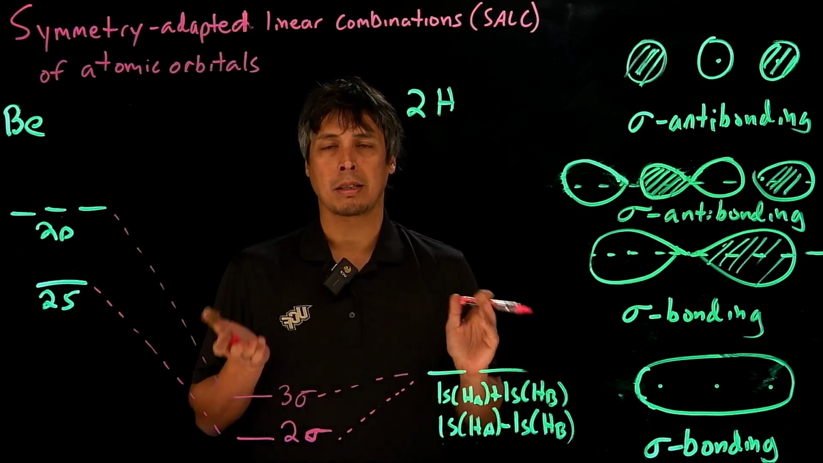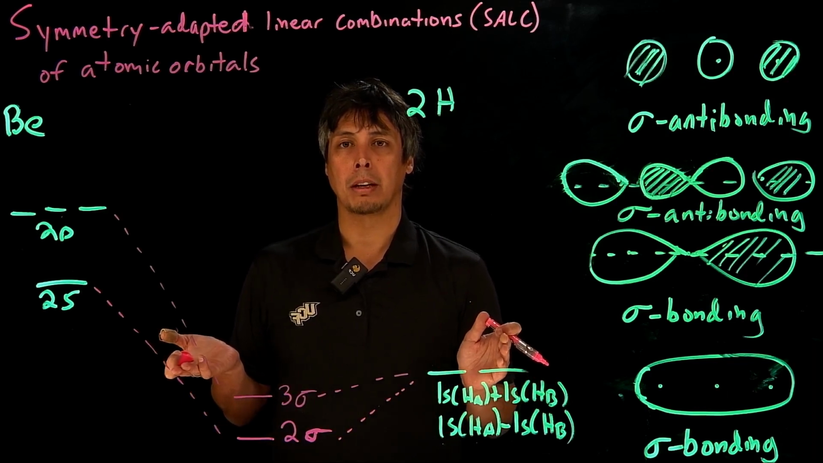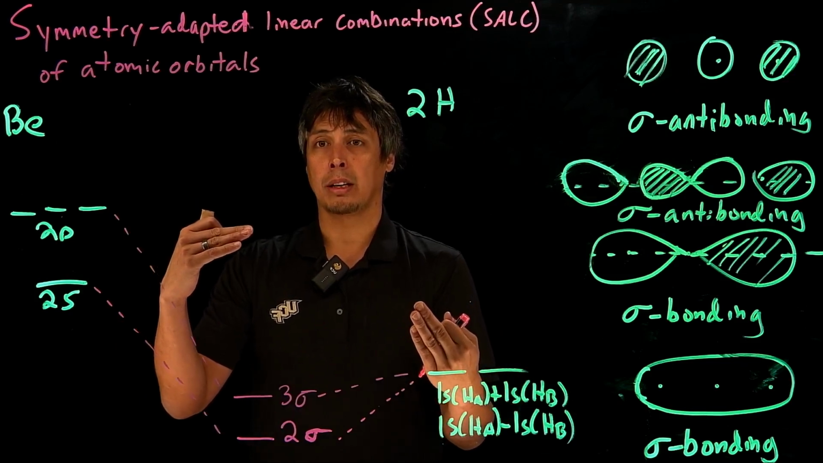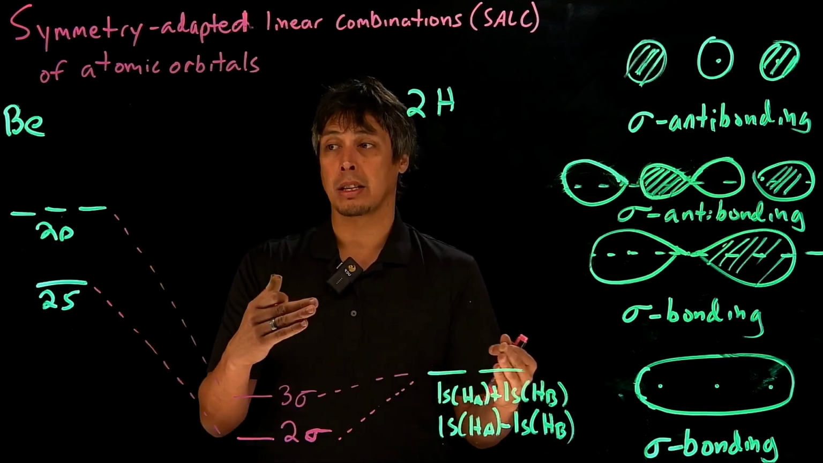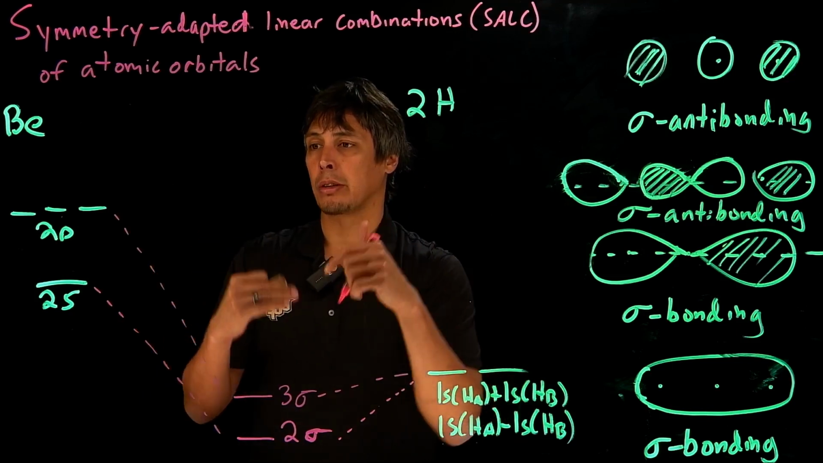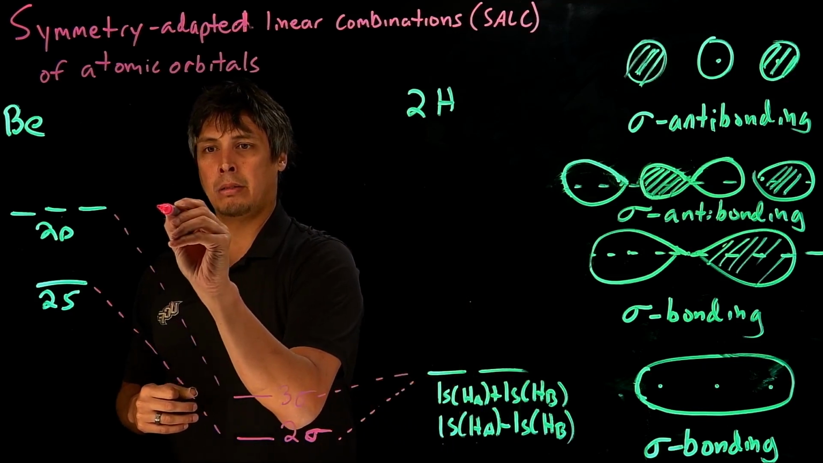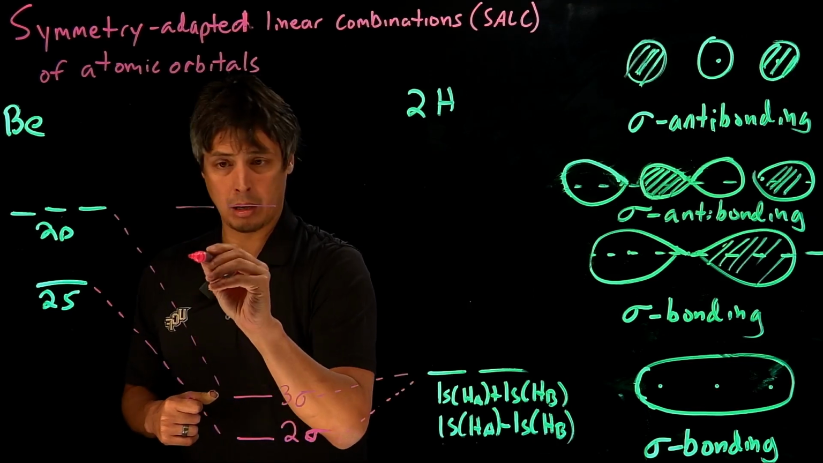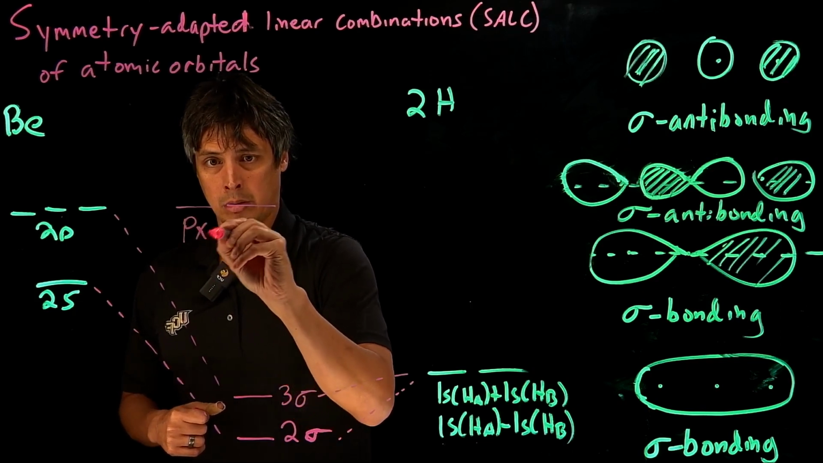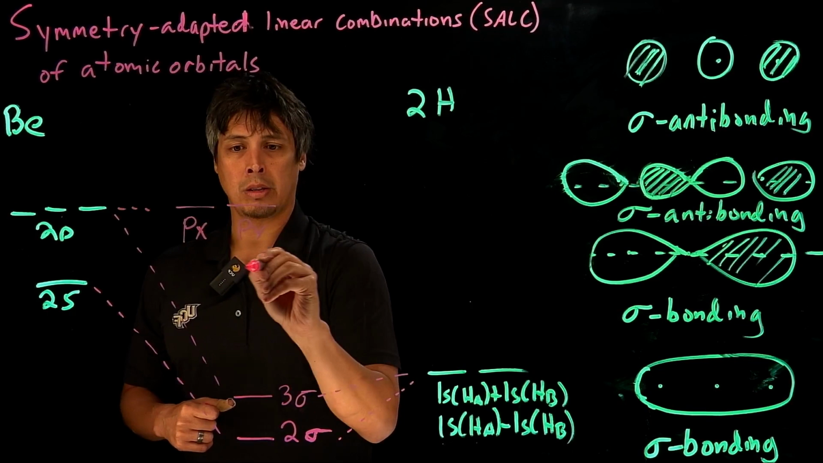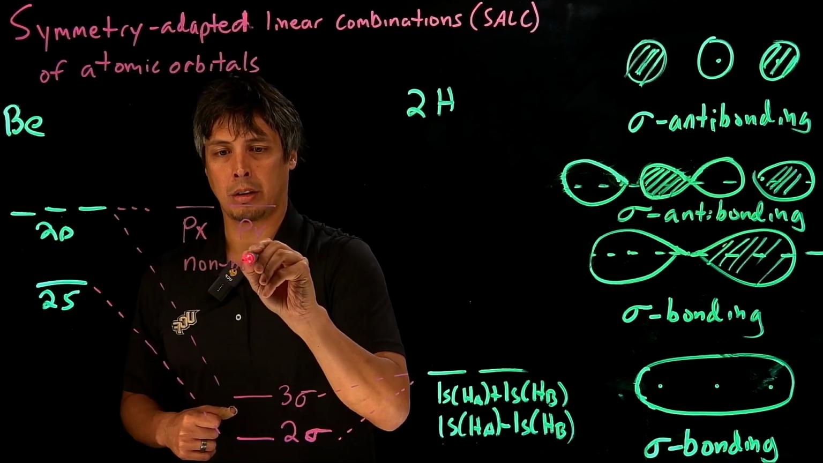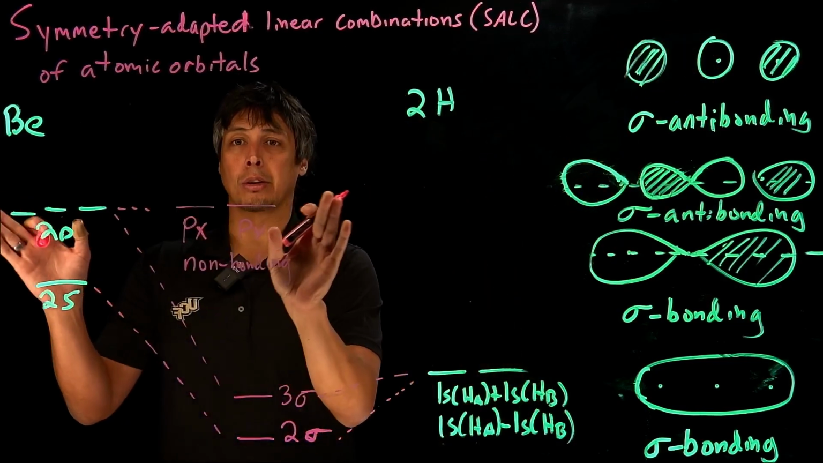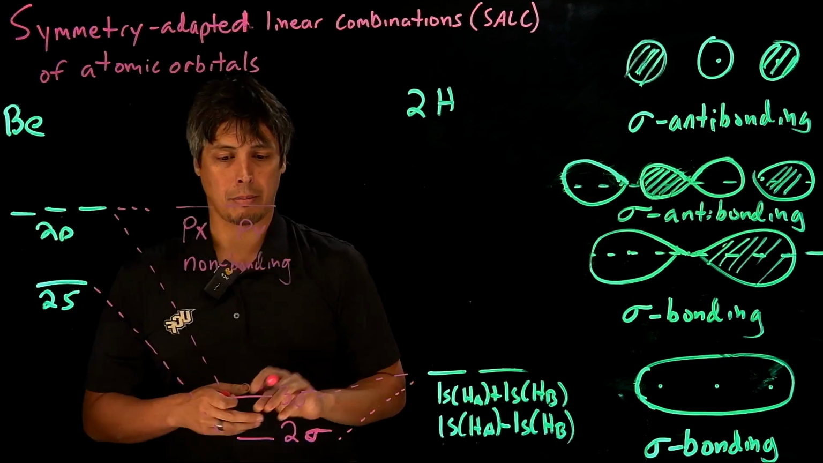Now remember those px and py orbitals that didn't overlap with anything. We couldn't find a SALC to overlap with. They have no combination with any of the SALCs, and so there's no way to decrease their energy. So what these end up being are the px and the py orbitals, and these are non-bonding, okay? These orbitals are not bonding with the hydrogen atoms, and they remain at the same energy as the atomic orbitals that they're derived from.